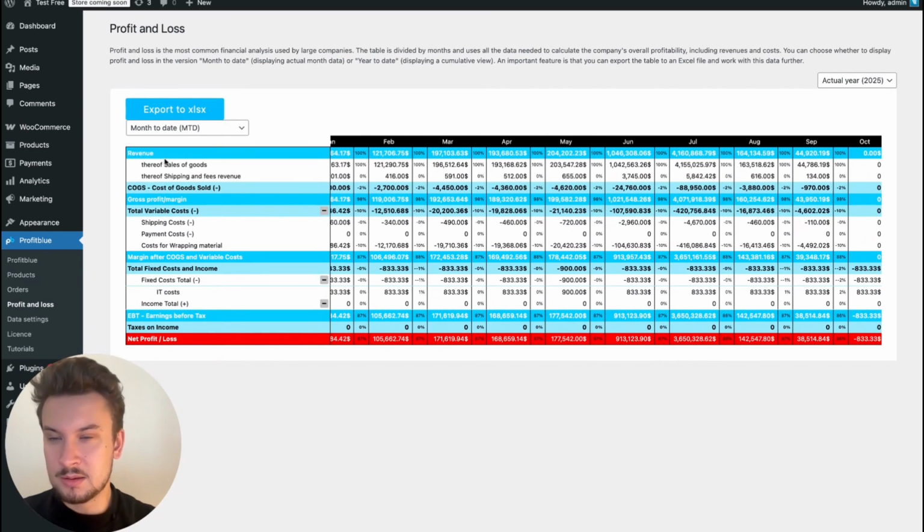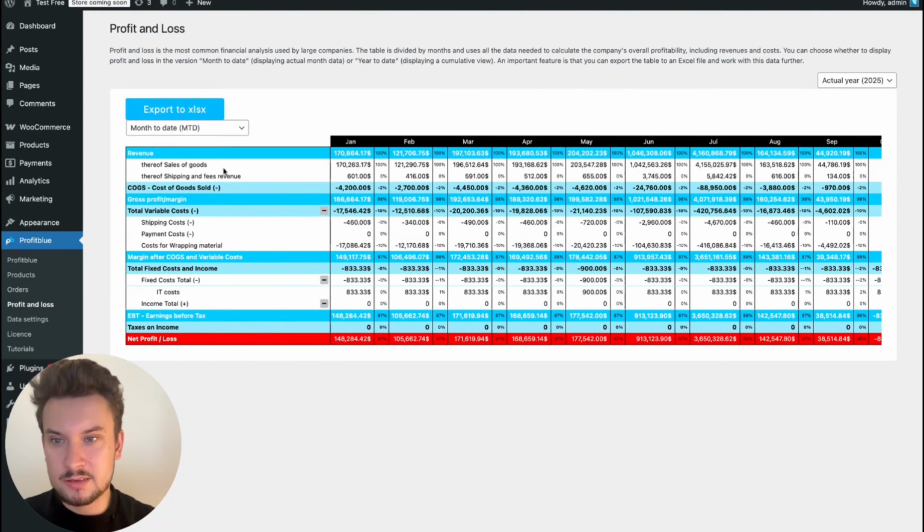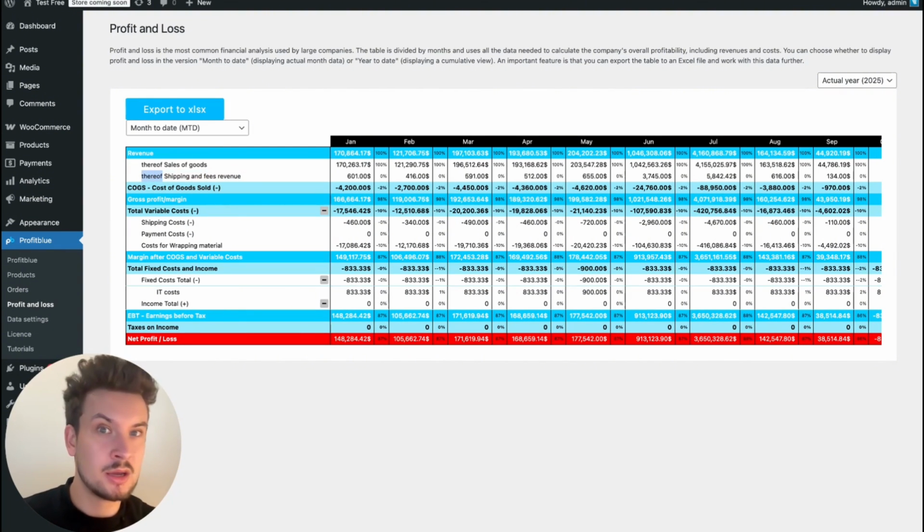You have something called revenue. Everyone knows what revenue is. That's how much you get from your customers. Then there are some lines such as "thereof sales of goods." That's how much you made from the orders only from goods. There is "thereof shipping and fees revenue." That means how much of this revenue you are getting from the shipping and how much you are getting from the COD, cash on delivery.